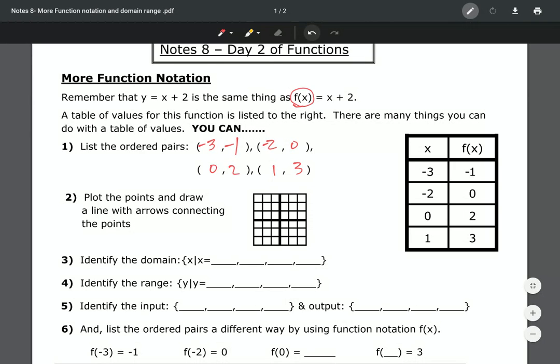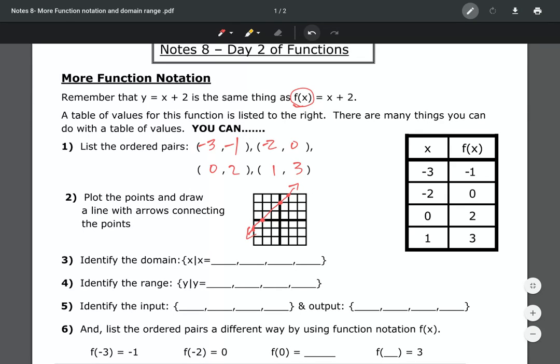So -3, -1, that's left 3, down 1. -2, 0 is left 2. 0, 2 is from the origin up 2. And then 1, 3 would be right 1, up 3. And then draw a line, connect arrows. That's not the best line. Let me see if I can do a little bit better. Go through the dots with an arrow there. I actually hit every point.